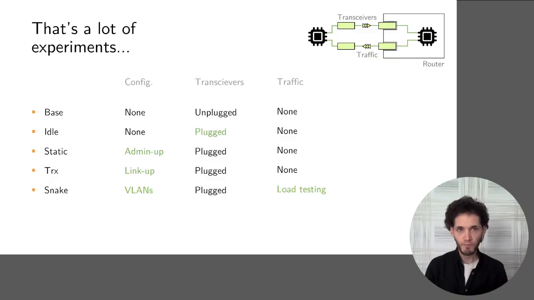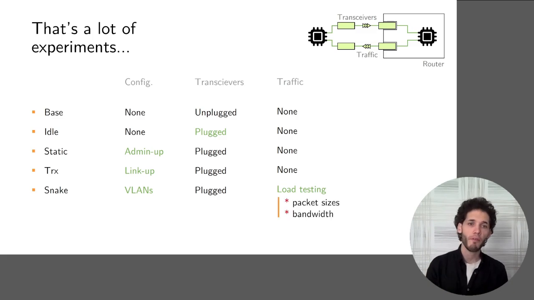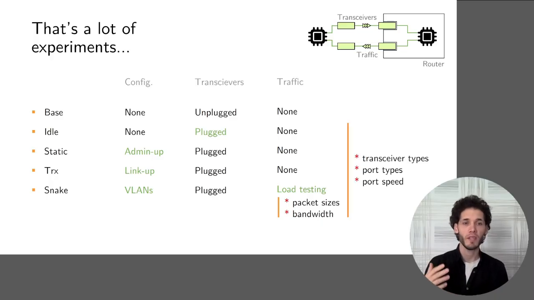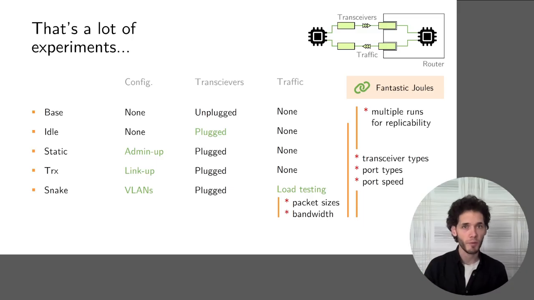ports. So that's obviously quite a few experiments, and you don't need to just do one of each, right? For the traffic, we need to test with different packet sizes, different bandwidth. We need to test different transceiver types, electrical or optical, with different configuration speeds, for example. And of course, we need to do all those things multiple times to ensure decent replicability of the results. It's a lot of work, it's a lot of experiments, but most of it can be automated.